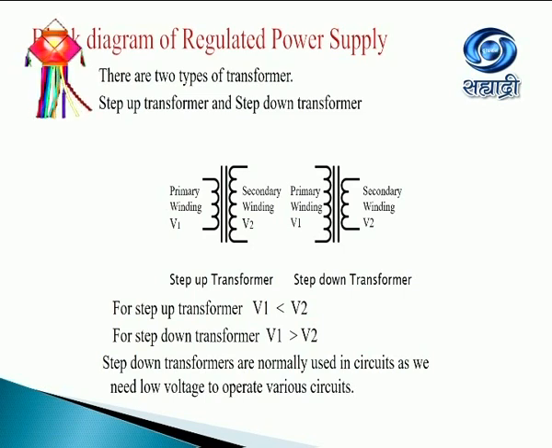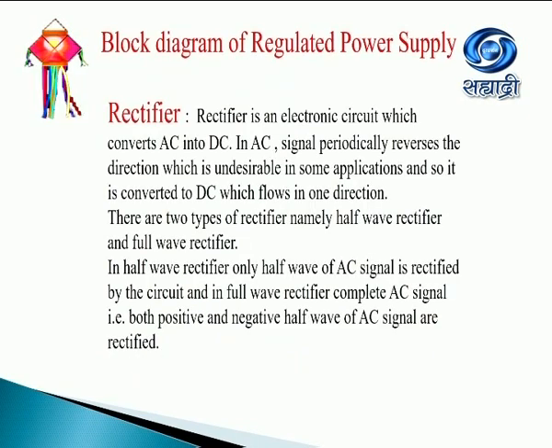Figure shows step-up and step-down transformer. In step-up transformer, number of turns of secondary are more, whereas in step-down transformer, number of turns of primary are more. For step-up transformer, voltage V1, that is primary voltage, is less than secondary, whereas in case of step-down transformer, primary voltage is greater than secondary. Step-down transformers are normally used in circuits as we need low voltage to operate various circuits.